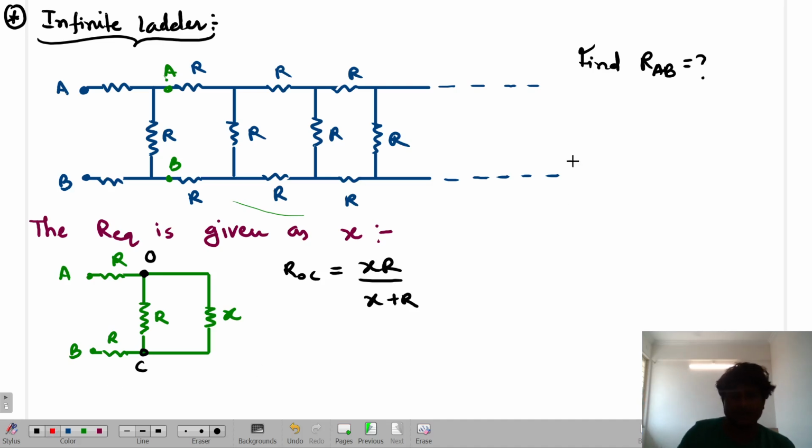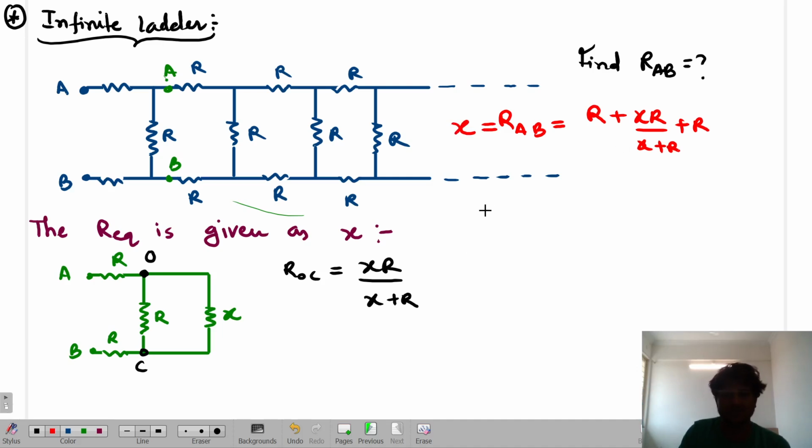But then ultimately R of AB is simple: R plus this XR by X plus R, and then once again plus R, isn't it? That is my R of AB. But originally you consider R of AB to be equal to x. So basically the equation we got is simple: x is equal to 2R plus XR divided by X plus R. Right or not? So can you solve this?